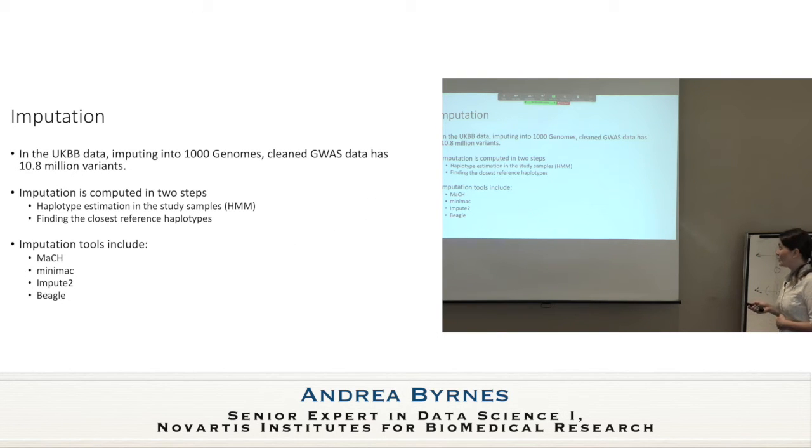So the UK Biobank was imputed into 1000 Genomes and resulted in cleaned GWAS data that has 10.8 million variants, which is a lot more than was typed. Imputation usually happens in two steps. There's a haplotype estimation step, and this happens via hidden Markov model. This can take a while. And then finding the closest reference haplotypes. Those are generally the two pieces. I have not kept up with the literature, but last I was running this kind of thing, Minimac, Impute2, and others were all front runners.